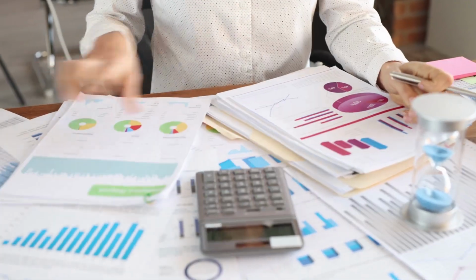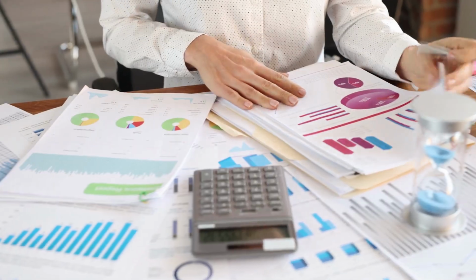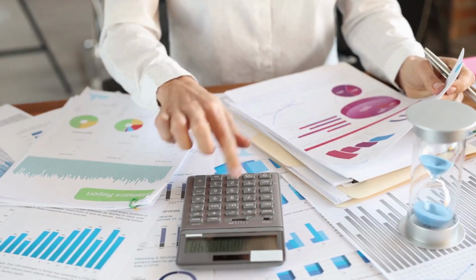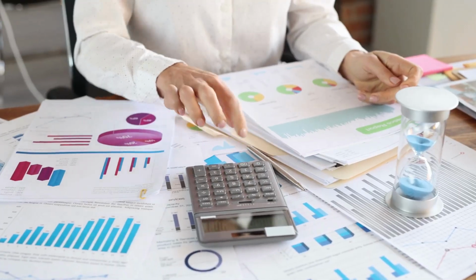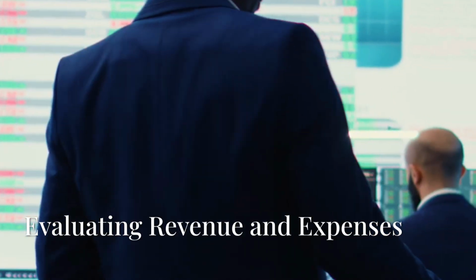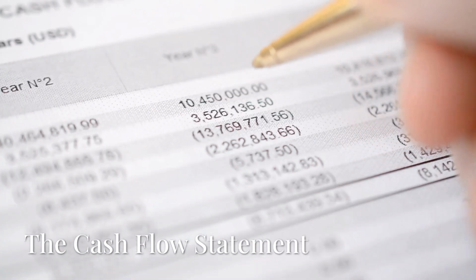Next, the income statement. The income statement clearly presents the company's revenues, costs, and overall profits or losses over a set period, usually quarterly or yearly. It allows investors to see how efficiently the company generates revenue and controls its expenses.